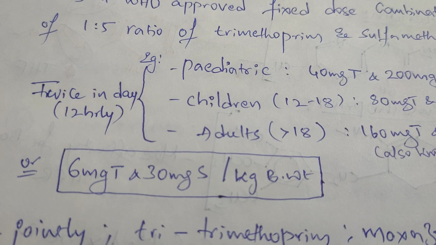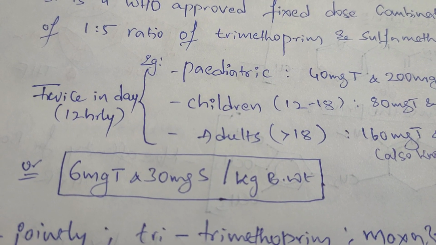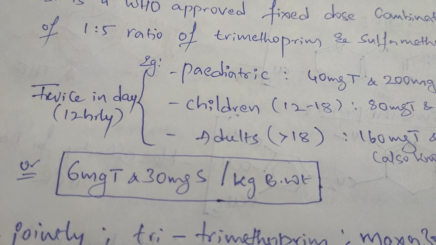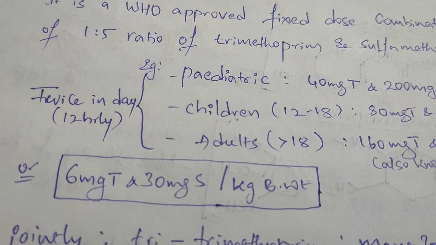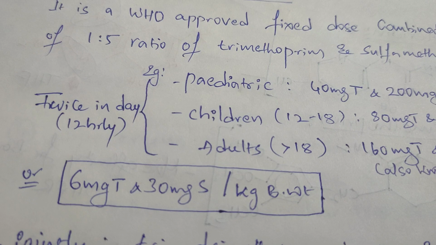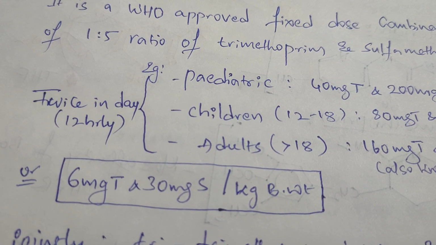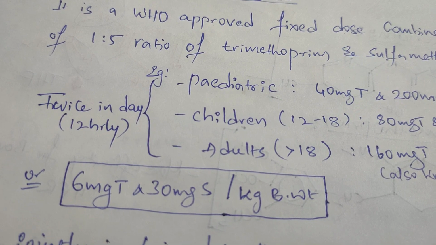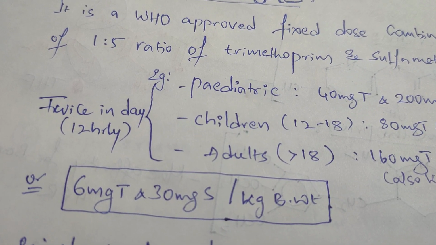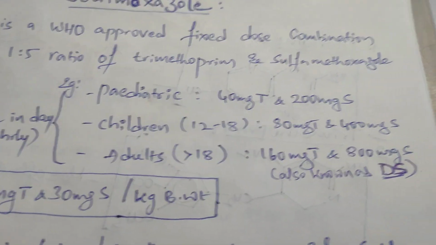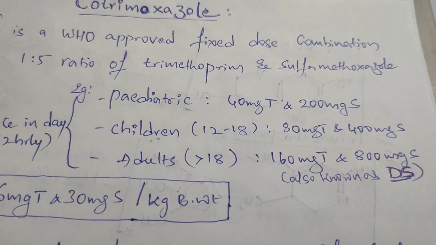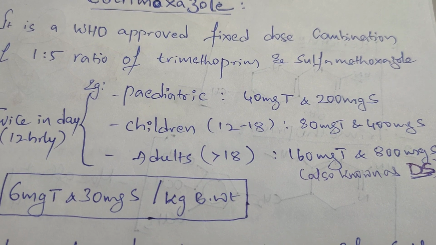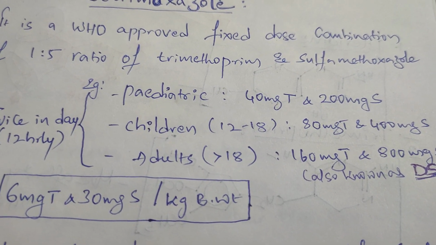In such conditions, you can manage like this: 6 mg of trimethoprim and 30 mg of sulfamethoxazole per kg body weight. Like that, you can calculate. Supposing a child has a body weight of 40 kg, then accordingly you should multiply 6 into 40 and 30 into 40. Like that, you should calculate. So this is how it is used, but in all cases, you can see trimethoprim and sulfamethoxazole are consistently used in a 1:5 ratio.